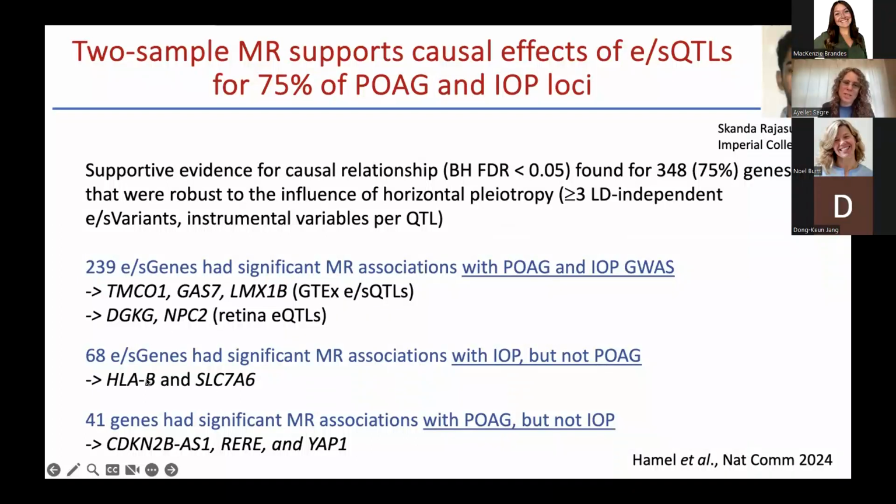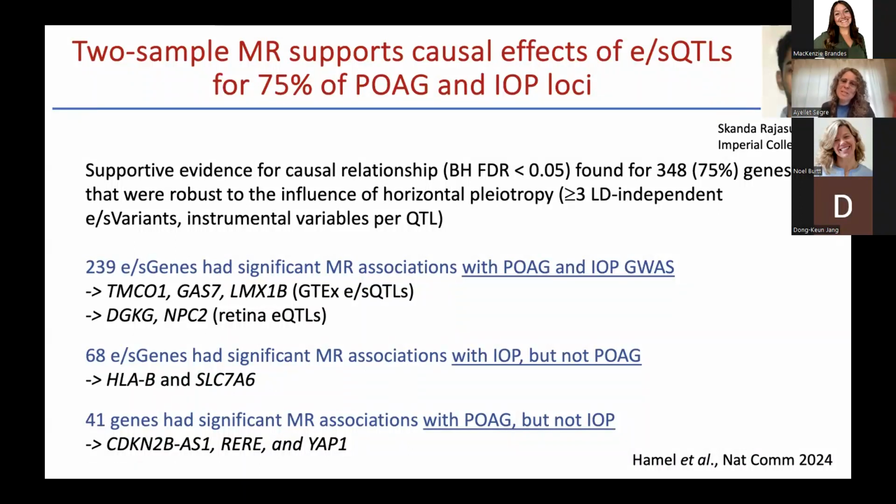not POAG, such as an HLA-B gene or another transporter, and genes that had significant MR associations with glaucoma, but not IOP, suggesting IOP-independent mechanisms that may be important for affecting the sensitivity of the retinal ganglion cells, such as the CDKN2B antisense, the RARE and YAP1 genes.